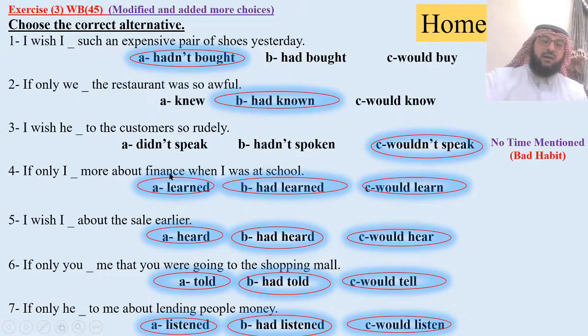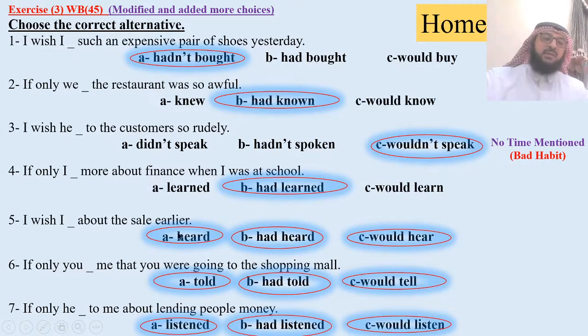الكثير أكثر عن التمويل. When I was at school، عندما كنت في المدرسة. When I was. Learned, had learned. طبعا لاحظوا أن كلمة learn ماضيها تيجي learned أو learnt. All correct. Okay. Would learn. وش رأيك؟ When I was at school لما كنت في المدرسة، had learned.